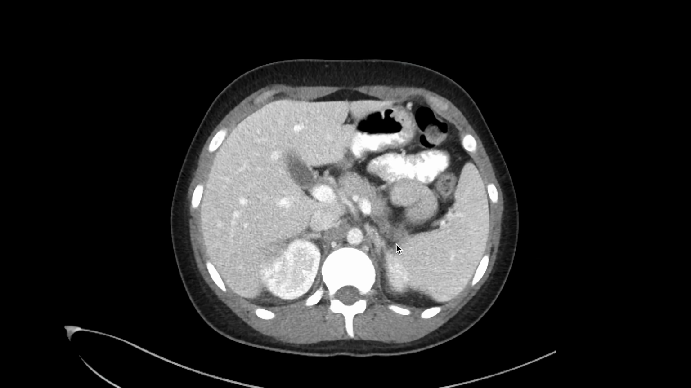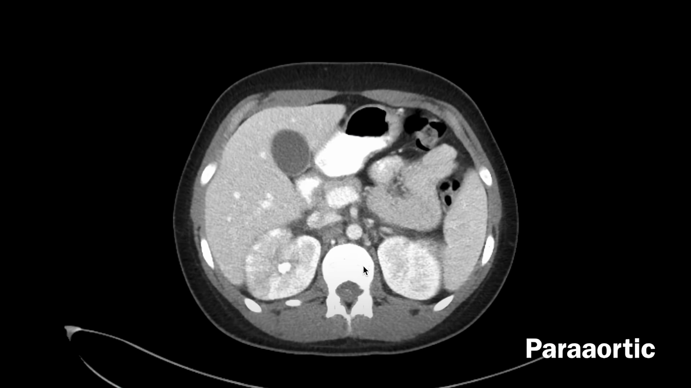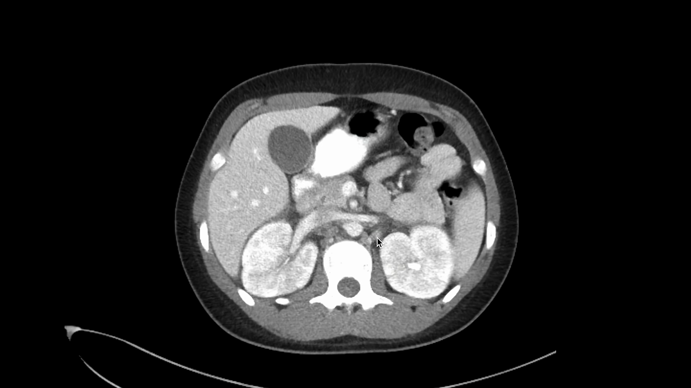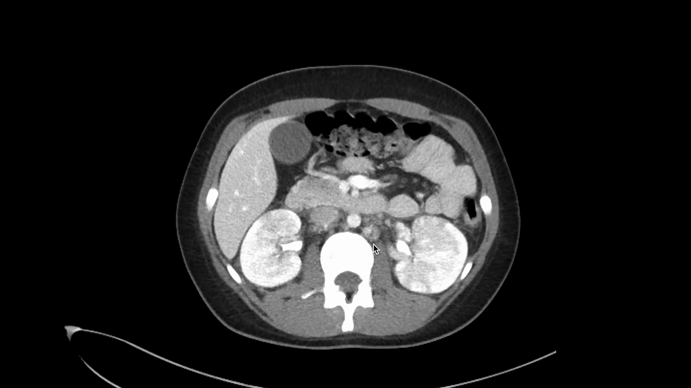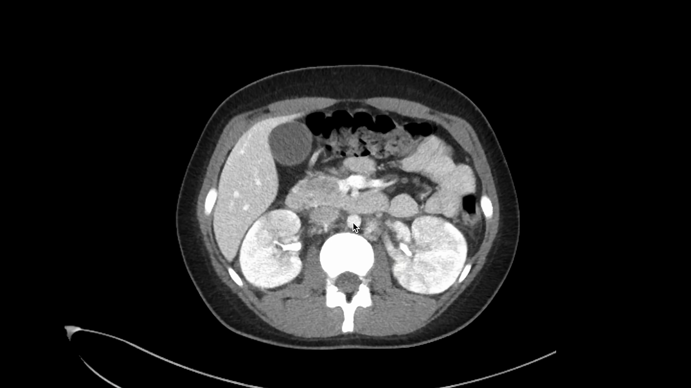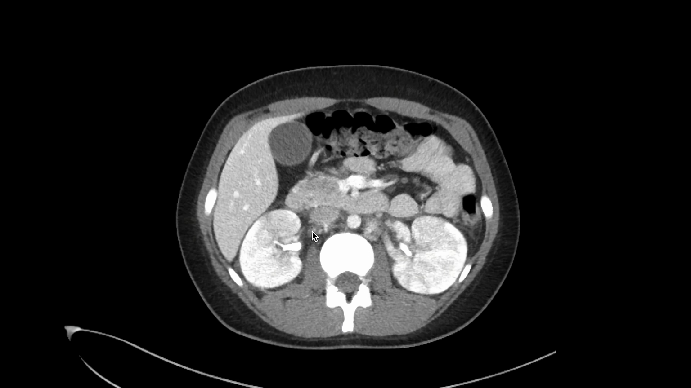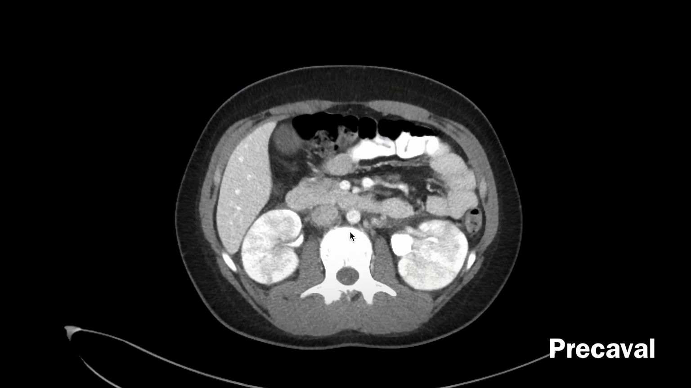Well, let's start with the retroperitoneal nodes. So if I scroll down here, I often start by looking here in the para-aortic region. So these nodes here, we can actually see small ones. These are not abnormal, but these small nodes that are popping in and then popping out of view when I'm scrolling through this axial image are all small para-aortic lymph nodes. In the space between the aorta and the IVC, we have the aortocaval nodes. The nodes behind the IVC are called the retrocaval nodes, and if they're in front of the IVC, they're called precaval nodes.